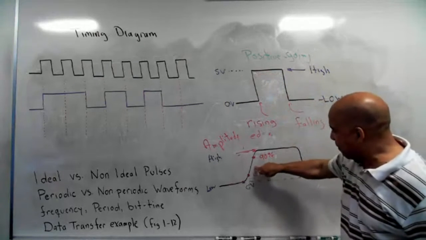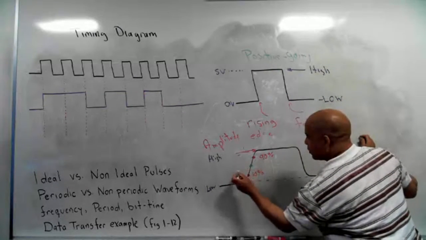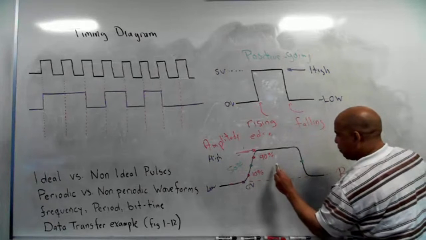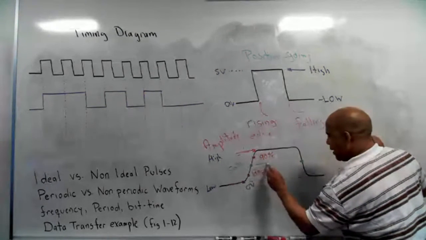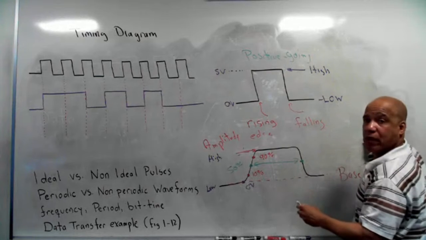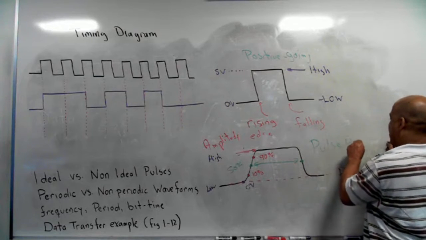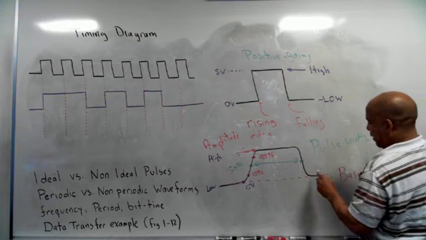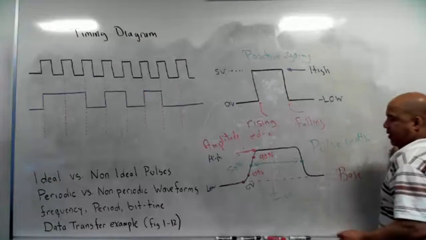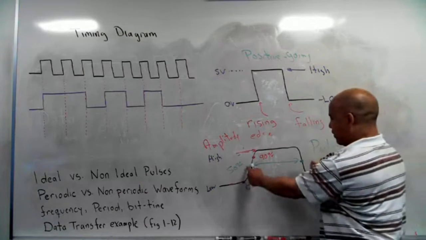Then they go right smack dab in the middle of that, the 50% point, like right here. So that's the 50% point. And right in here, between those two 50% points, that's called your pulse width. So that's your pulse width. And that's represented with a T sub W for that. That T stands for time. So that's your pulse width.